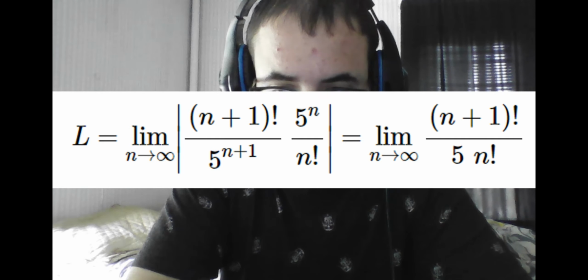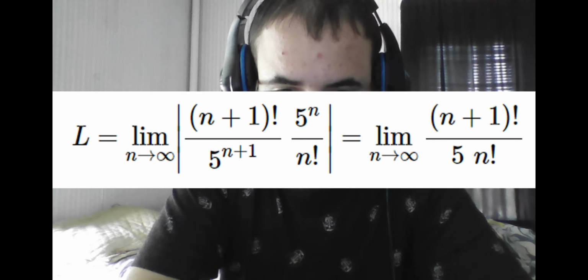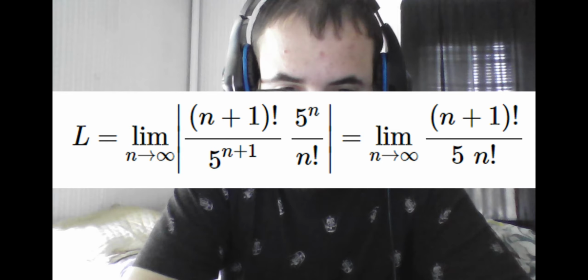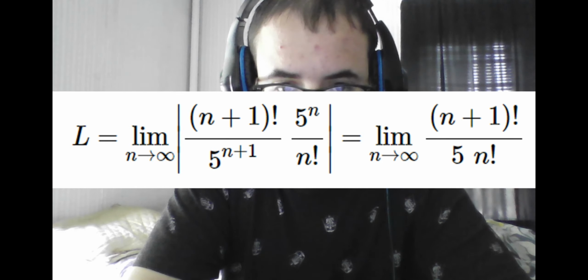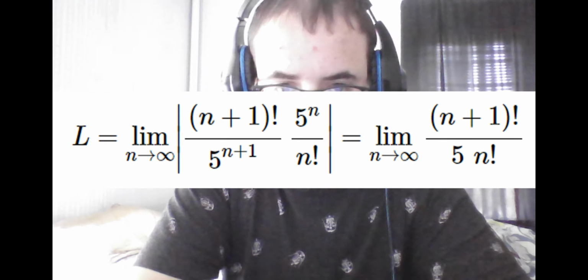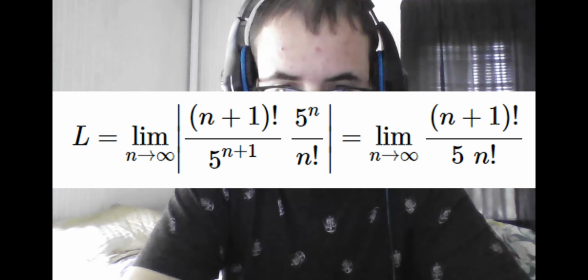We next see, with some careful reasoning, 5 to the power of n over 5 to the power of n plus 1 must be 1 over 5. So we have n plus 1 factorial over 5 times n factorial, and then don't forget it is the limit as n approaches infinity of this.